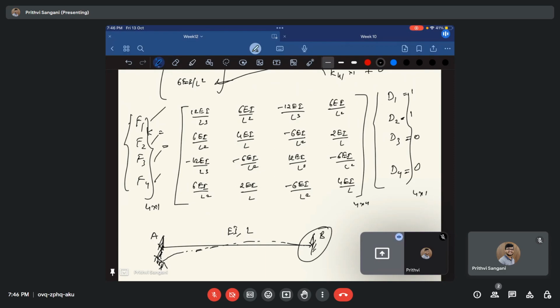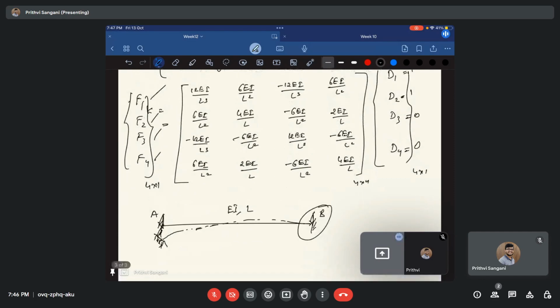This is a very simple condition, but if you want to find out any different types of joint rotations or joint displacements, you can use this stiffness matrix and directly find out what is happening there. Again, this is an introduction, so that is the reason why I'm only explaining how the stiffness matrix is generated.